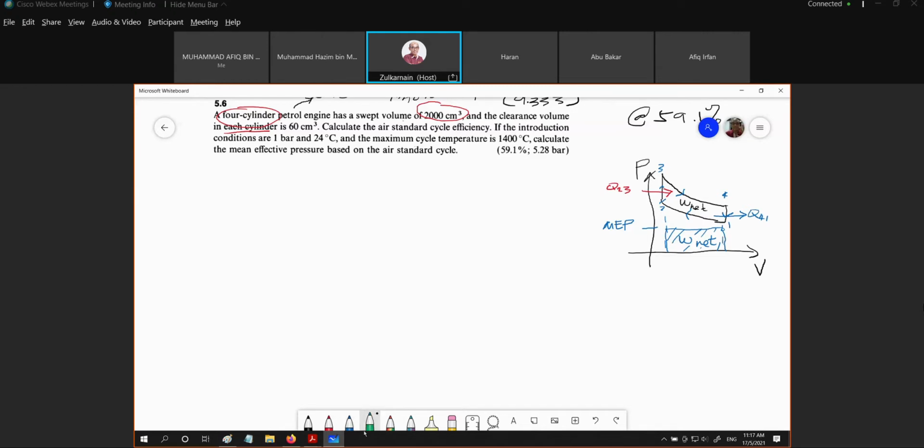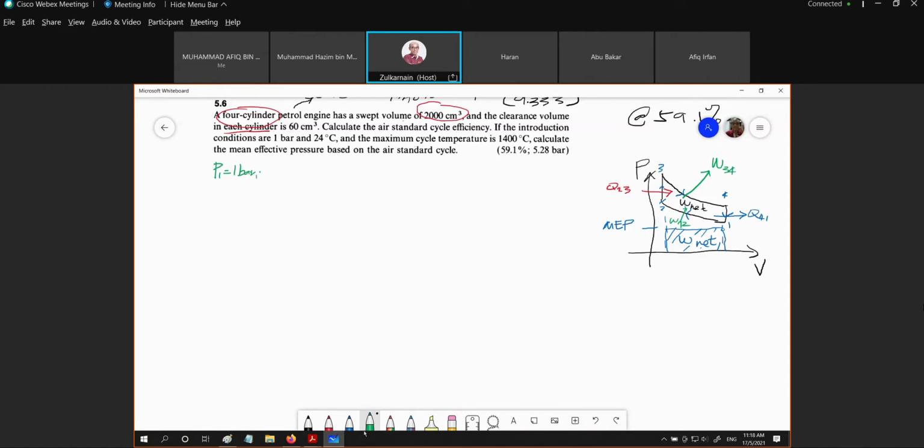And this is our compression process, where we have input of power or work, which we represent as W12, and this is the work output, the expansion process, which we represent as W34, the positive work. W12 is the negative work. Q23 is the positive heat transfer, and then Q41 is the negative heat transfer because it's ejection. And if we look at the properties given, the 1 bar is referring to P1.